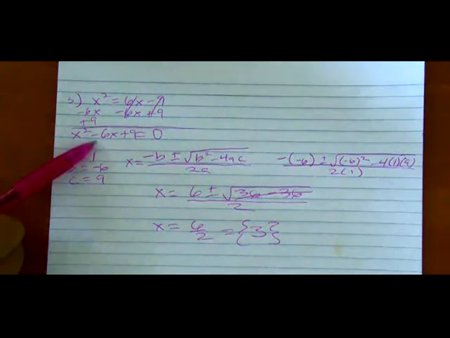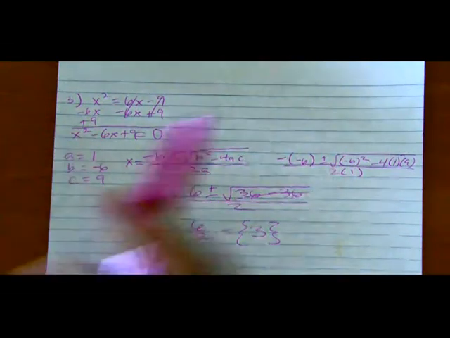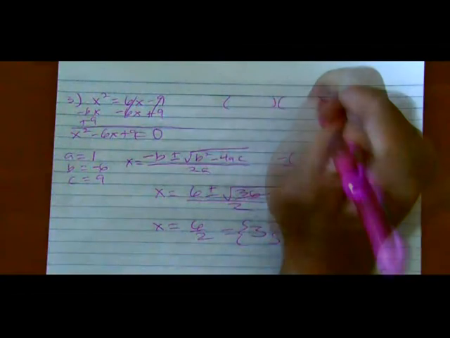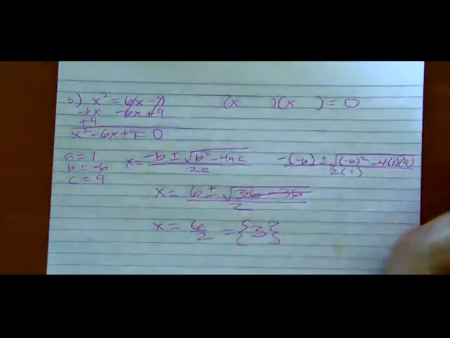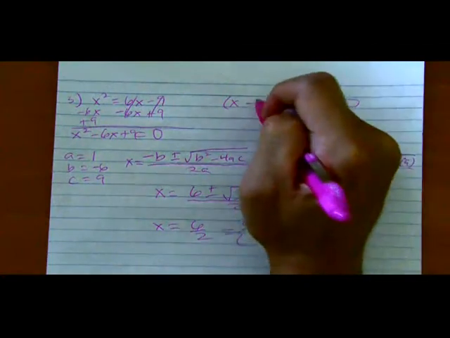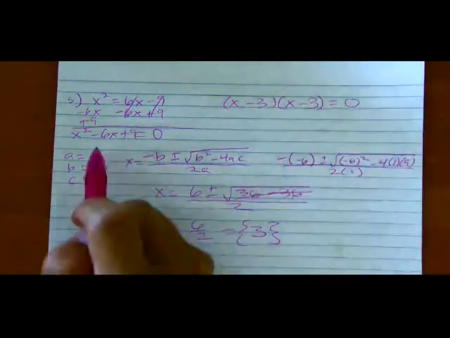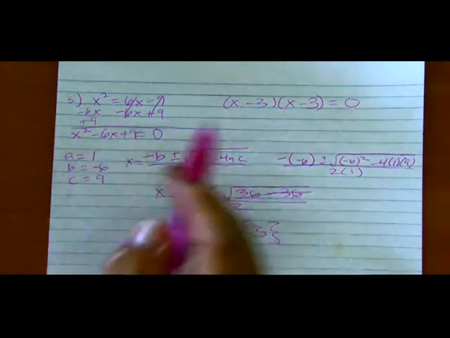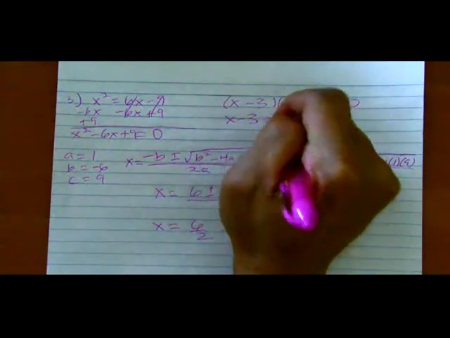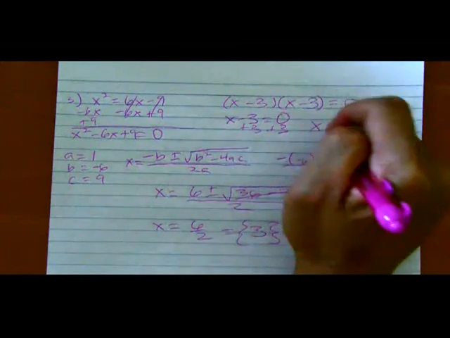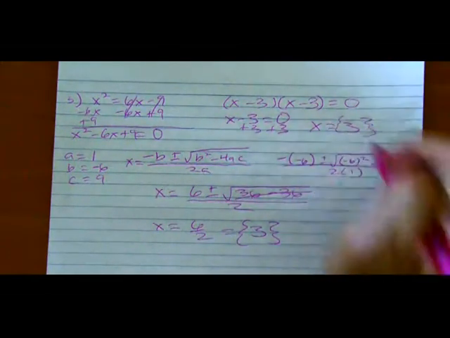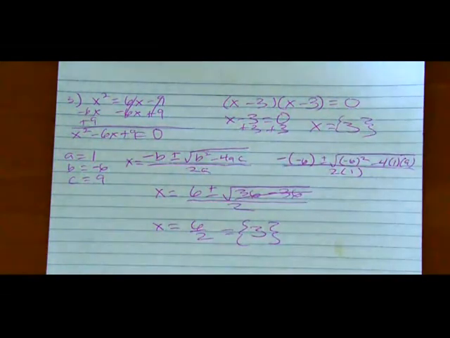Going back here, if I were to use the factoring method, I would have 2 parentheses. x squared would give us x and x. We need a positive 9, minus 3 and minus 3. That'll give us a negative 6x in the middle. We only need to solve one of them because they're the same. So x equals 3, which is what we had here. Eventually, you're not going to be able to do the factoring method.